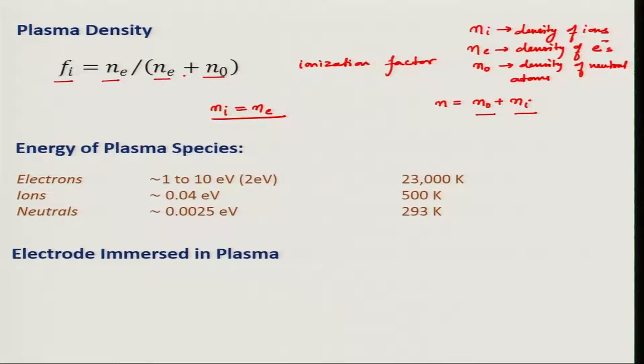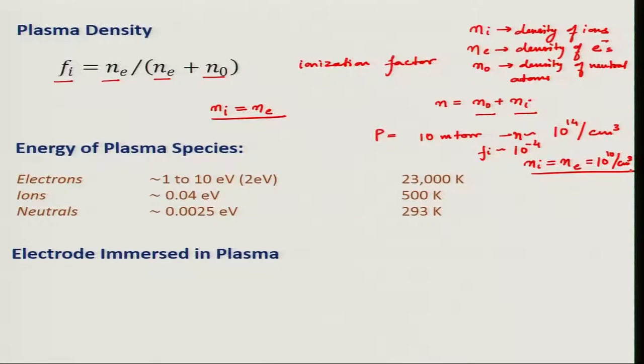Now, to quantify it, say at a pressure of around 10 millitorr, the gas density is approximately 10 to the power 14 per centimeter cube. This is the total N. And for a given plasma, if Fi is of the order of 10 to the power minus 4, then we know that Ni equal to Ne should be 10 to the power 10 per centimeter cube. This is the region where we operate most often for the sputtering process, and these are called weakly ionized plasmas, because only a 10 to the power minus 4 fraction of the gas atoms are ionized. For heavily ionized plasma, you will have this factor 10 to the power minus 2 or larger than that.